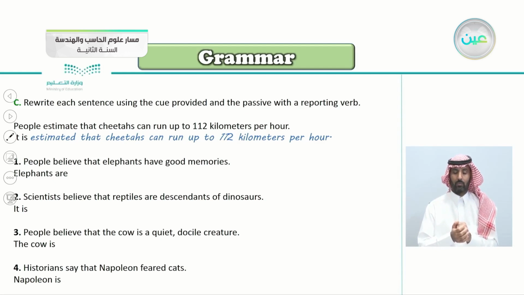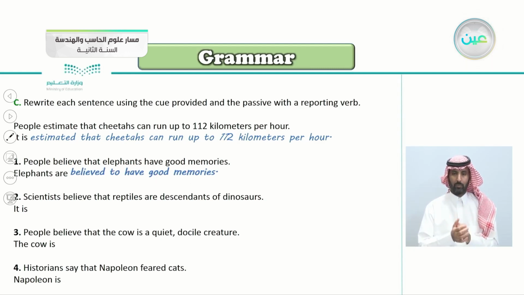So using reporting verbs. People estimate that cheetahs can run up to 112 kilometers per hour. So the verb here is estimate. So we say it is estimated. Then you continue that cheetahs can run up to 112 kilometers per hour. So I think now you're beginning to get the hang of it. Number one, people believe that elephants have good memories. So we say elephants are, yes, believed to have good memories.